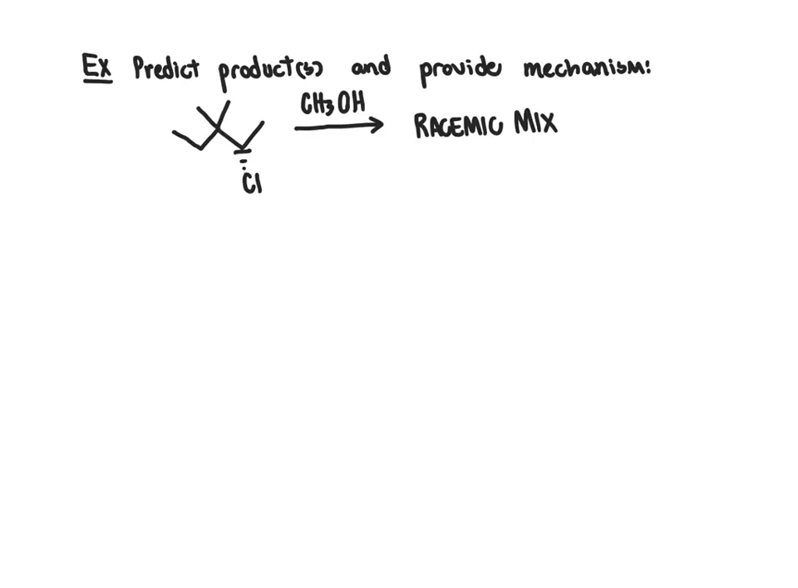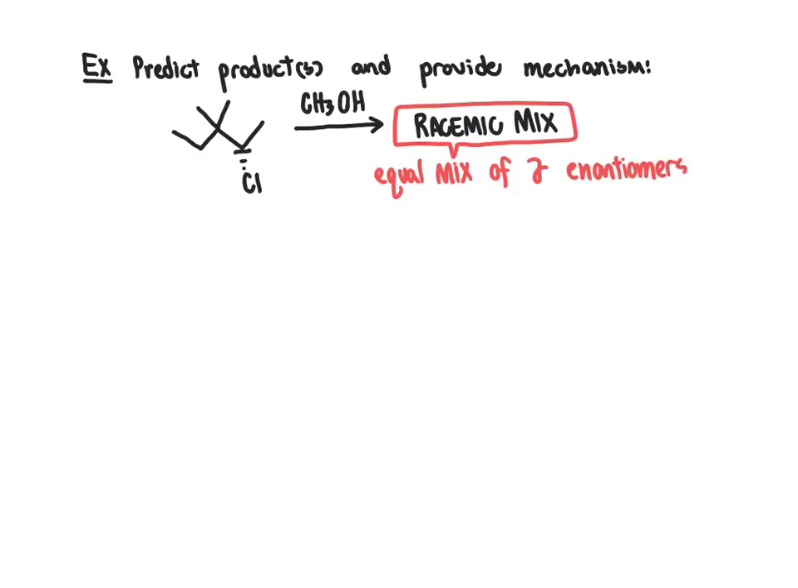All right, so as our next example, we're going to take a look at this problem, where again you're encouraged to hit the pause button and make sure that you are able to do this, where we are asked to predict the product of the following reaction and provide a mechanism for it. And the clue that we're given here is that the product should be a racemic mixture. And you're reminded that a racemic mixture is an equal mixture of two enantiomers.